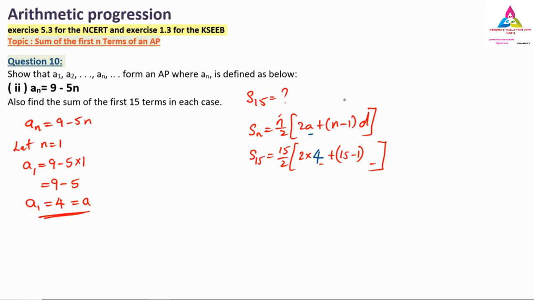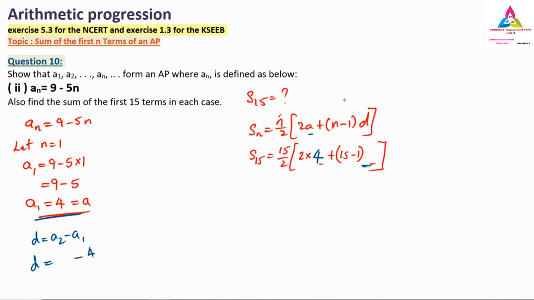So why am I doing all this? Because I have to substitute in this formula. Now I want the d value. How to find the d value? d is nothing but a2 minus a1. So the a1 value is 4, already we found 4. But what is a2? We don't know the a2 value.